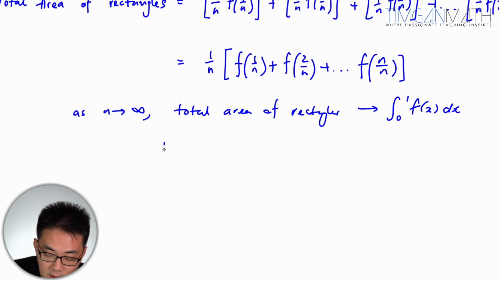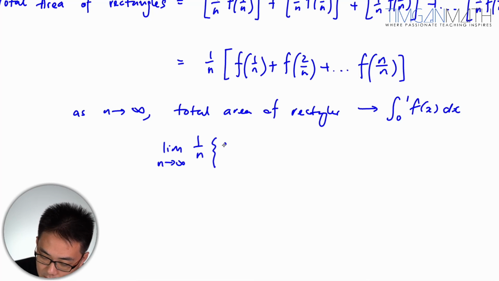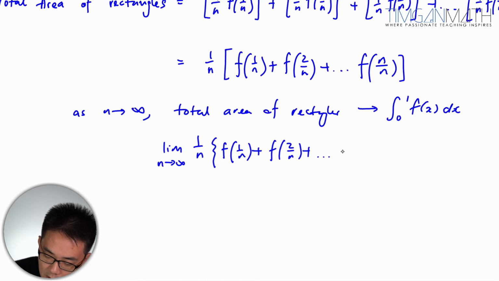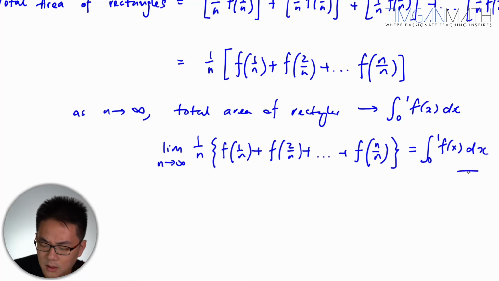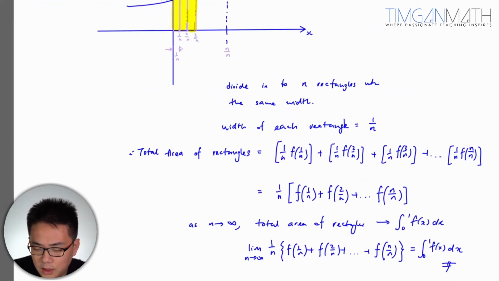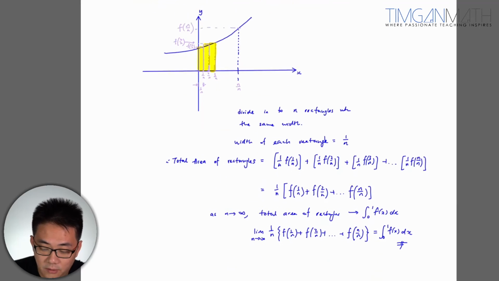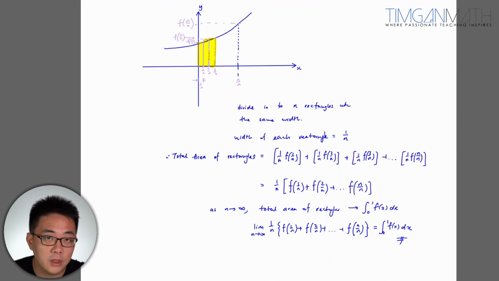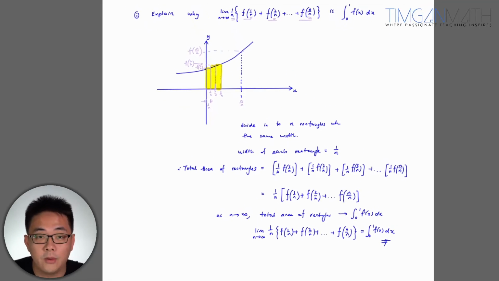So in other words, this is the limit as n tends to infinity of 1 over n times the sum. Basically, as n tends to infinity, this is the Riemann sum. This is 2 marks. I don't think you need to be so specific, but this is pretty much the concept of how you do this question.